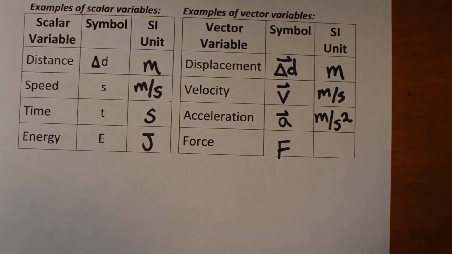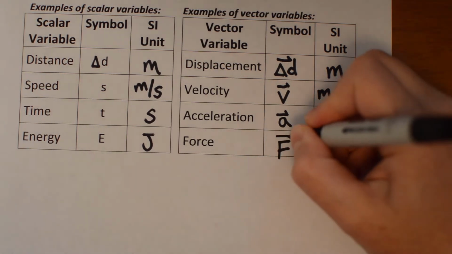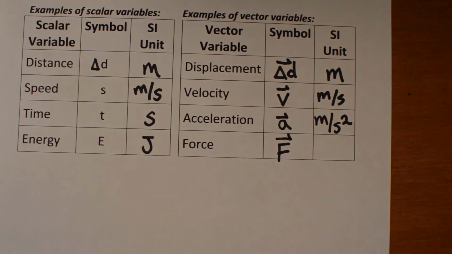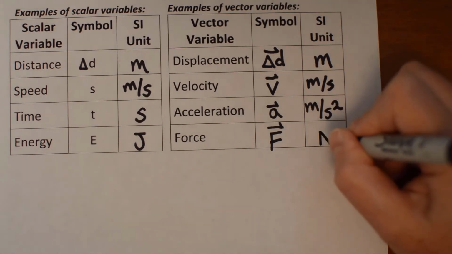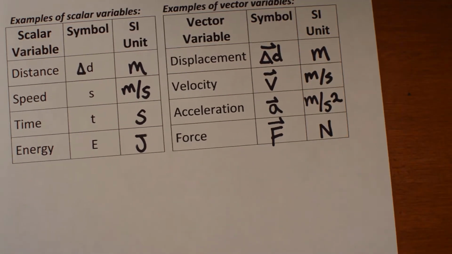When you apply a force to something, you can apply force north or apply force east, and that's a different force. So it has an arrow on top of it as well. That's a vector. The units of force are newtons. That's just a few of the vectors and scalars we'll see.